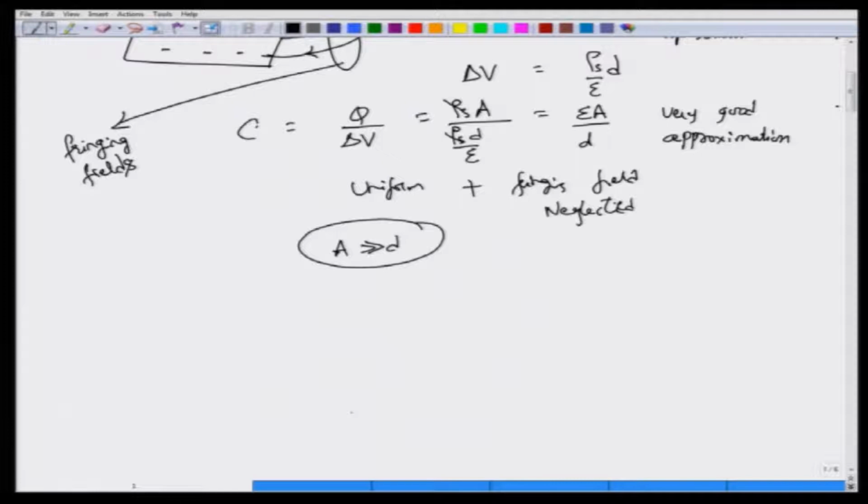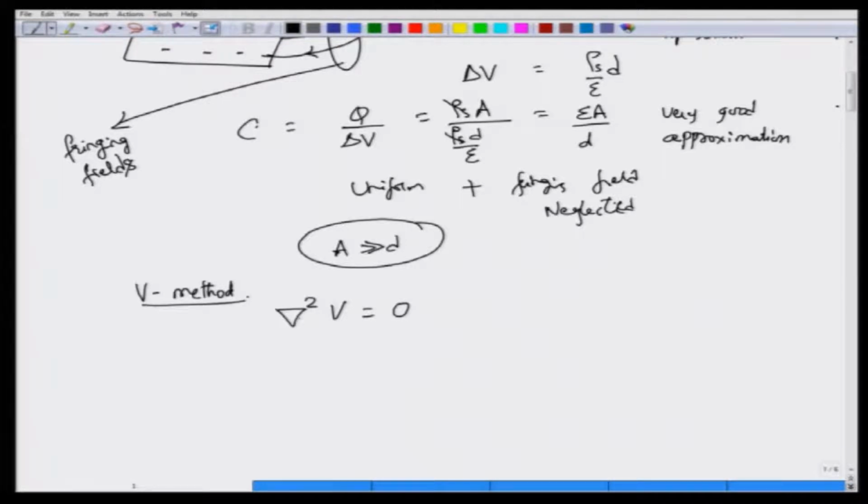This was for the Q method. How do we use the other method, the V method, to calculate the capacitance? To obtain the V method, we need to solve Laplace's equation. So, again going back to the assumption of neglecting fringing fields and assuming everything to be uniform, we can look at the solution of Laplace's equation in the Cartesian coordinate system. The plates are assumed to be described by the Cartesian coordinate system.